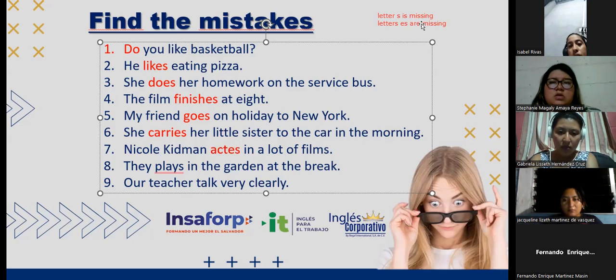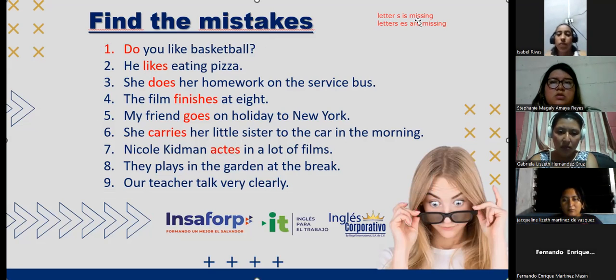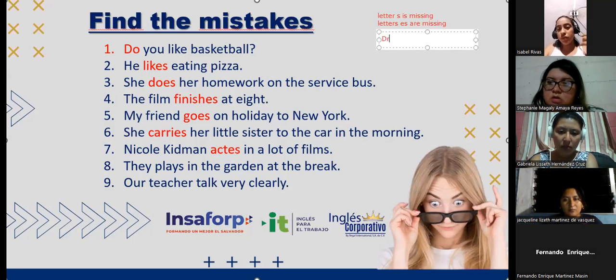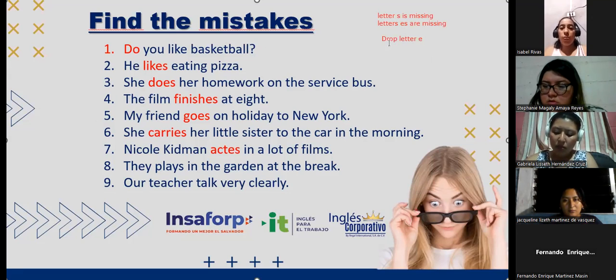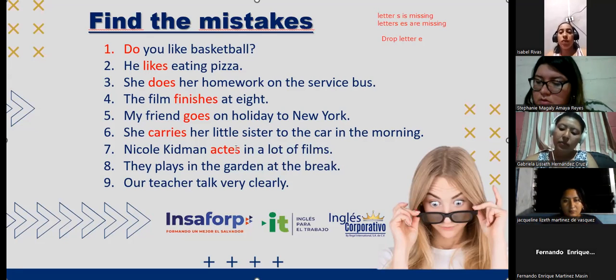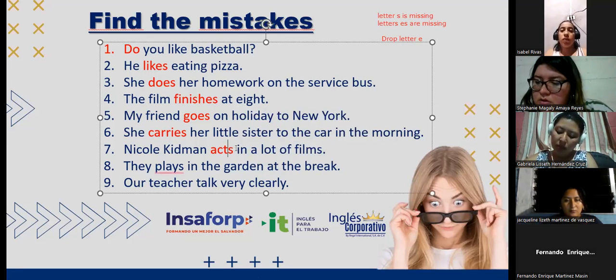Vaya, aquí ustedes me van a dar como una orden, ¿verdad? Hay que quitar la letra E, ¿sí? Entonces, eso lo decimos drop letter E. ¿Ok? Drop, así. Drop letter E. Cuando queremos que alguien quite algo, entonces decimos drop. Drop letter E. Okay. We delete it.